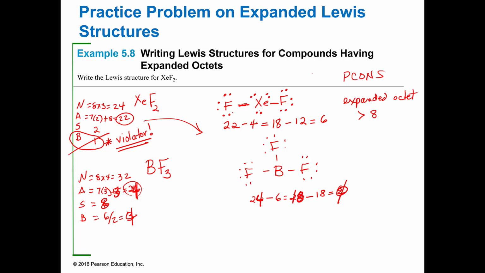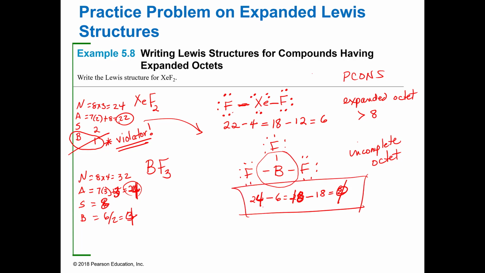And so when I put all the electrons on there, I've used them all up. So I see that boron has less than an octet. So this is one that is an incomplete octet, because once I run out of electrons, I have to stop. So that's why boron violates the octet rule by having an incomplete octet. Sorry about the fumbling around.